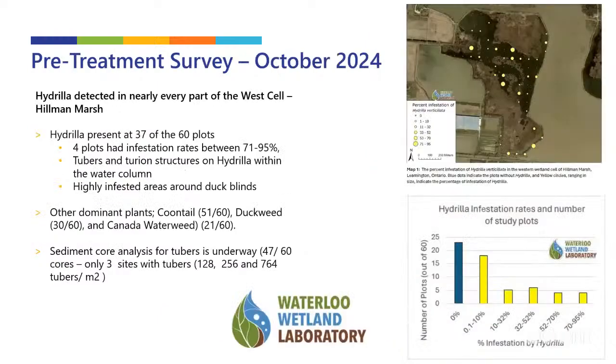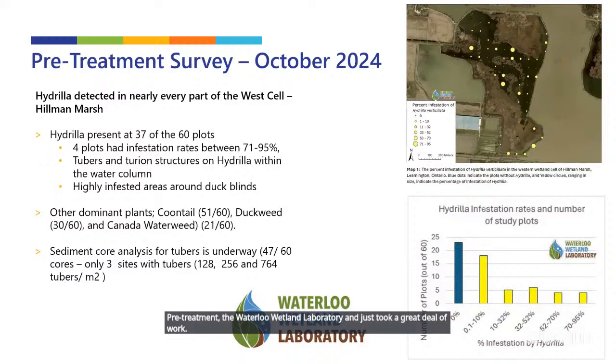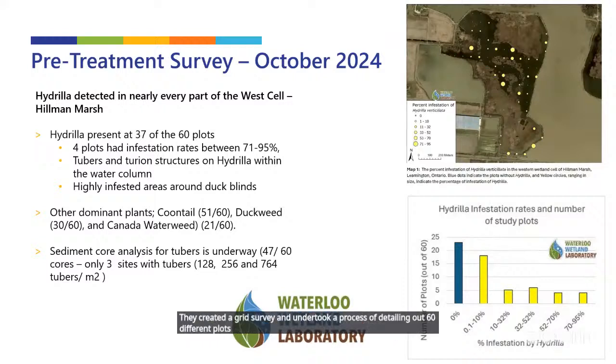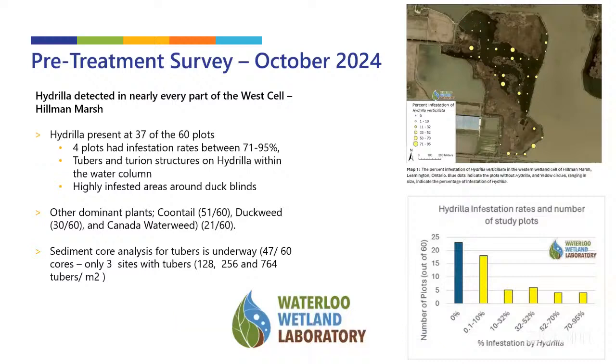Pre-treatment, the Waterloo Wetland Laboratory undertook a great deal of work. They created a grid survey and undertook a process of detailing out 60 different plots. They found hydrilla at 37 of them. And the hydrilla populations were very high in some areas.